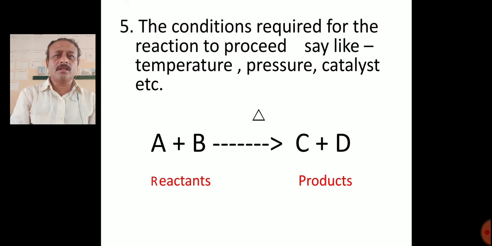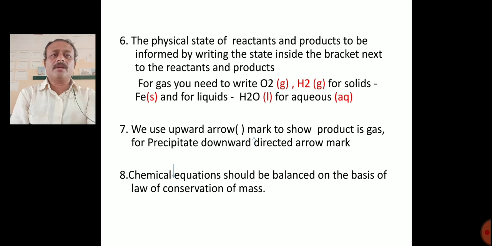Or if you are supplying heat, then you have to write a small delta, a triangle shape, on the arrow mark. If temperature is there, write it like this. If a catalyst is there, whichever catalyst you are using, you have to mention it on the arrow mark. So, this is the fifth point, or the fifth condition, that we have to follow while writing the chemical equation.